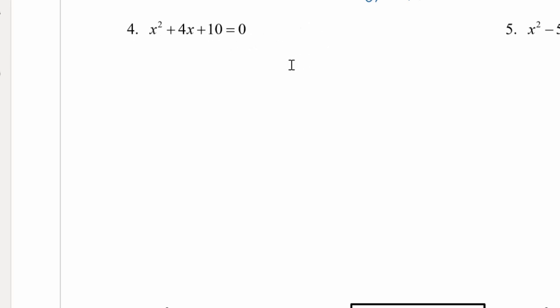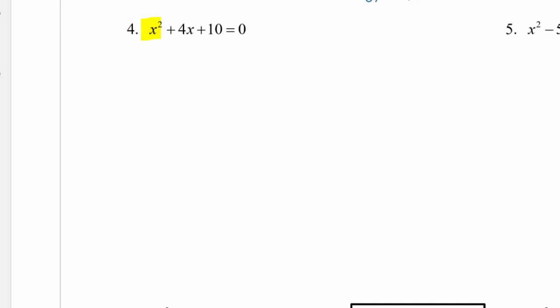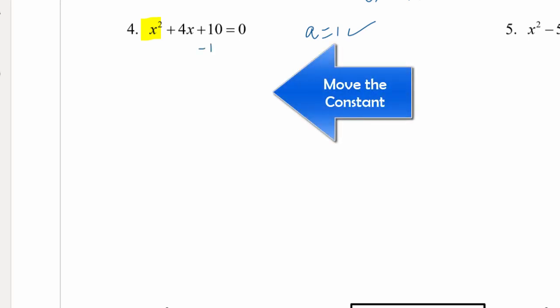So again, your first step, check that a, that leading coefficient, has to be 1. Okay? And it is. So good. We checked it. So a equals 1. Check. Okay. The second step, move the constant. So we're going to subtract 10 from both sides.